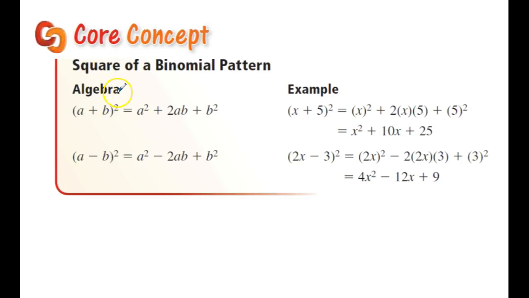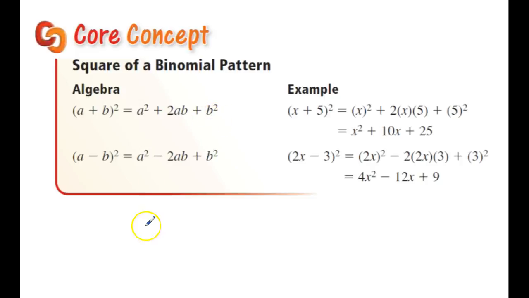So here's my core concept, the square of a binomial. If I have something like (a + b) squared, I cannot just distribute the 2 into both things and get a squared plus b squared. That's not mathematically accurate. But I do see a pattern. When I'm adding, I have a squared plus 2ab plus b squared.